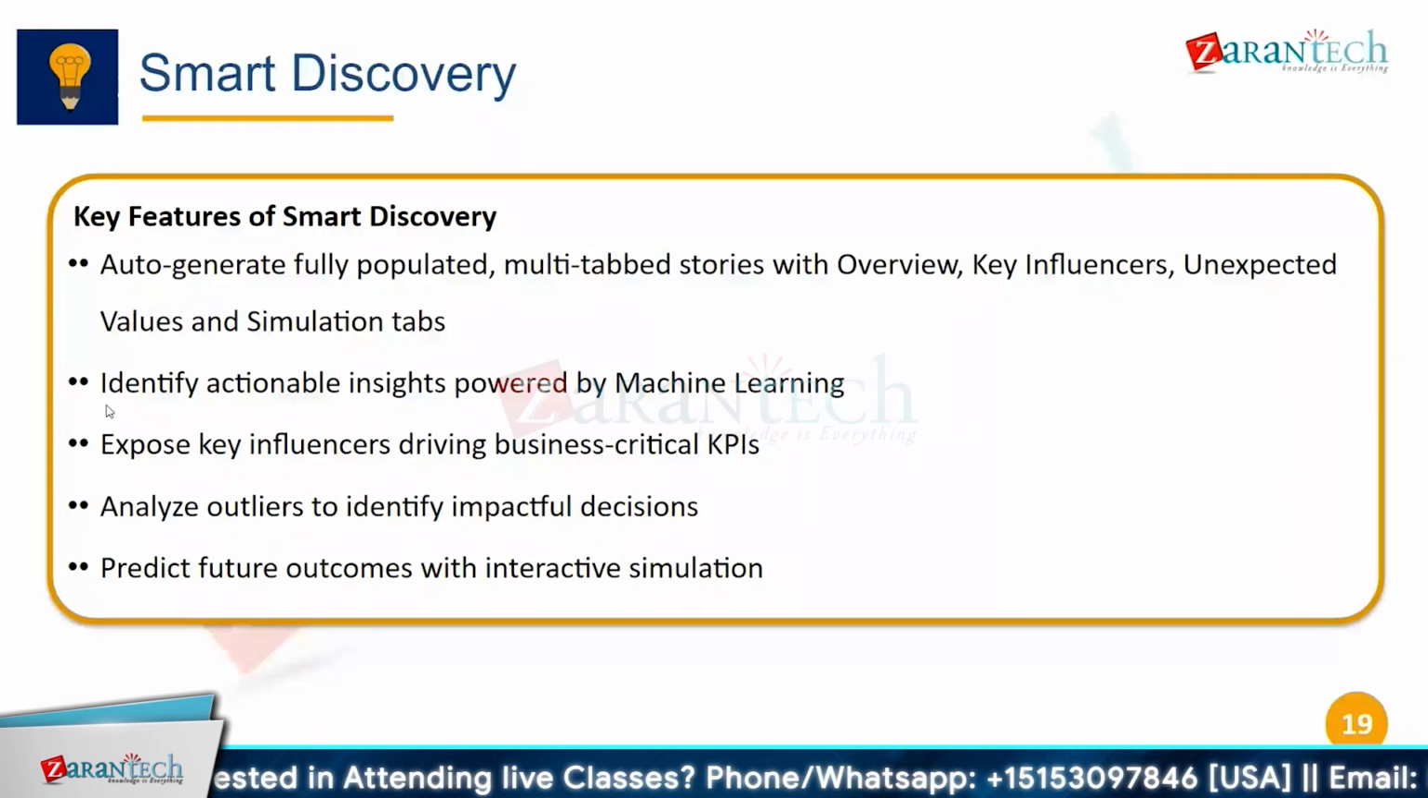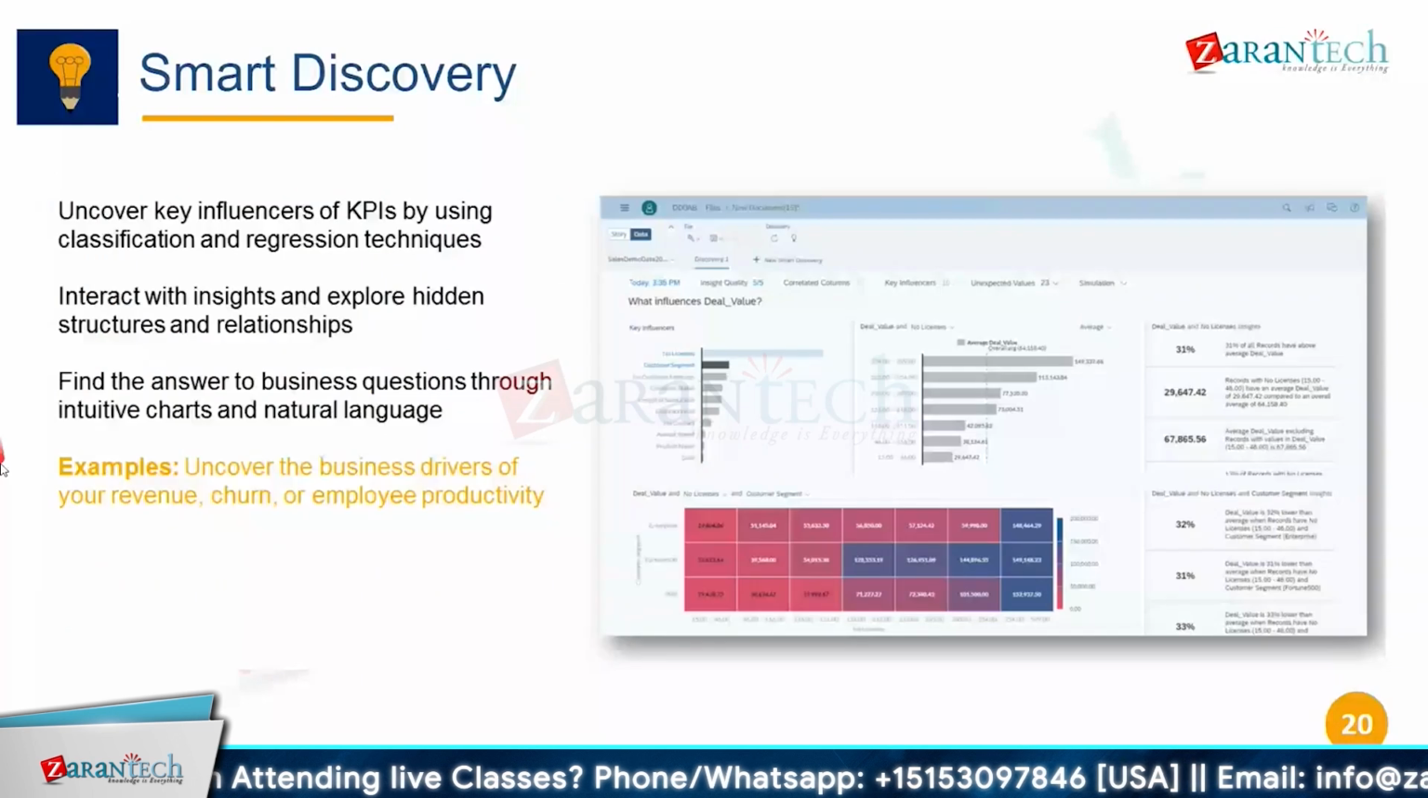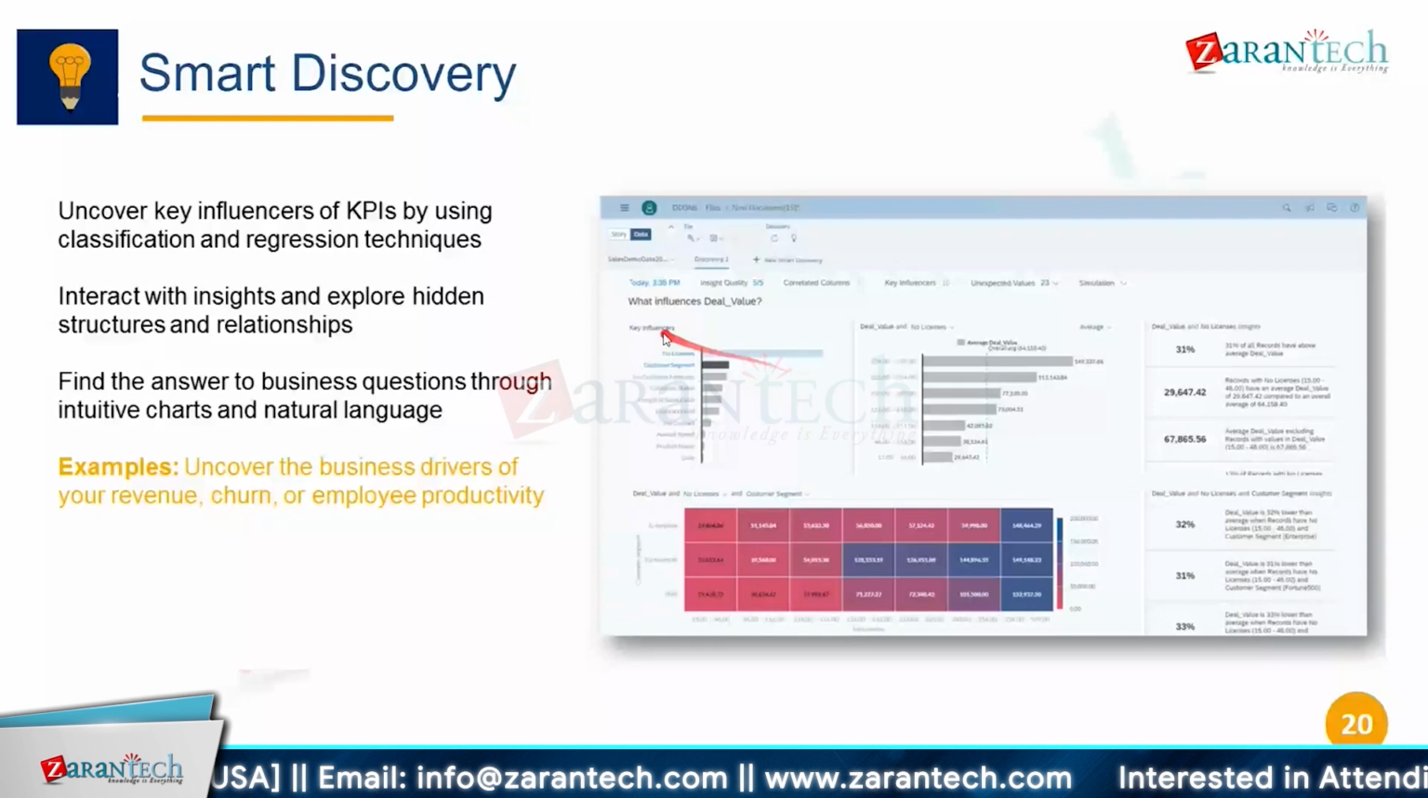So in smart data discovery, you will see a chart. You see on the top, you have quality, then key influences, unexpected values, then simulation tabs. Then the system will generate different charts based on the values, and also you will see certain textual information on the right, which says how much is the difference or what the different KPIs are with respect to the data. So using smart discovery, you can uncover key influences of KPIs by using classification and regression techniques.